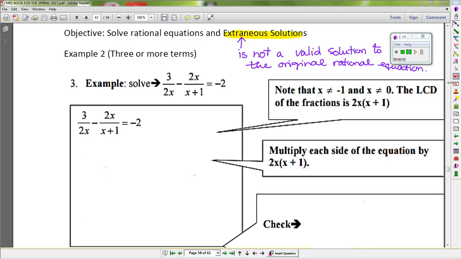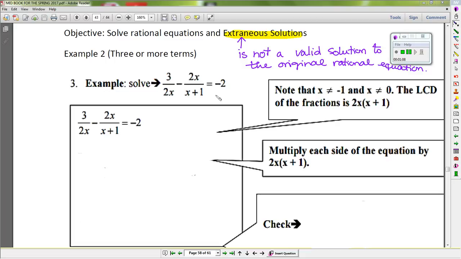So it means that from now on, when we solve a rational equation, after you have all your solutions, you go back and check your answer, and some of your answers won't work. The ones that won't work, you will say those are the extraneous solutions. So let's begin with this example. We are going to solve this rational equation: 3 over 2x minus 2x over x plus 1 equals -2.